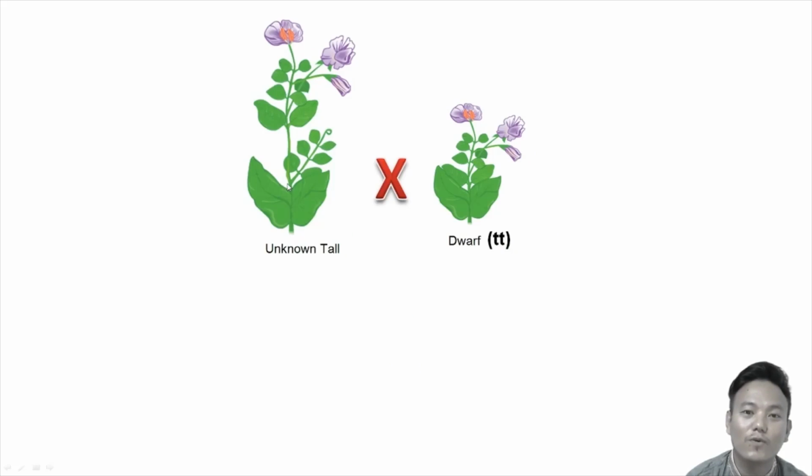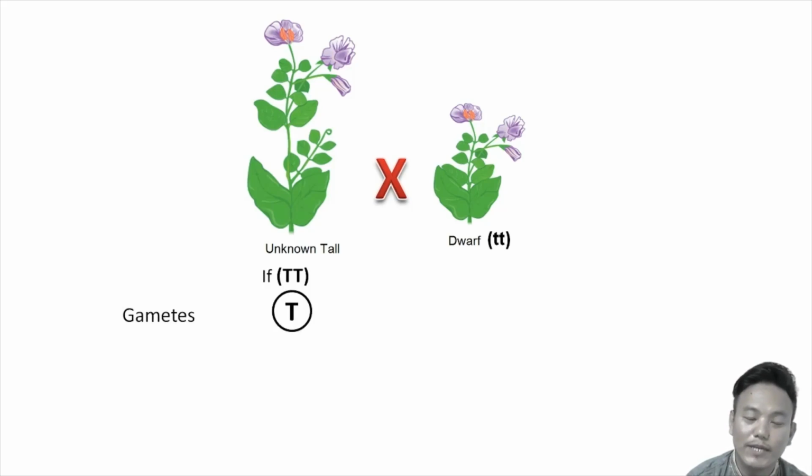So let's go one by one. Like I said, this unknown tall pea plant can be either homozygous or heterozygous. In the first case, let's say this particular tall pea plant was homozygous dominant, then what will happen? It will produce gametes. Since it is homozygous dominant, it will produce only one type of gamete, that is with the dominant allele. And this dwarf pea plant will also produce only one type of gamete, that is with the recessive allele.